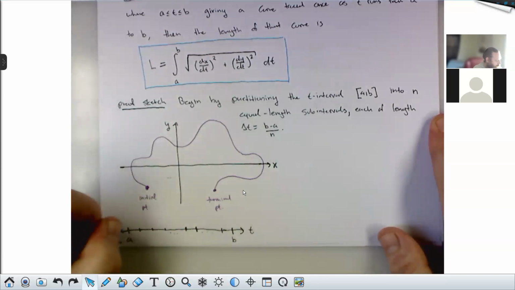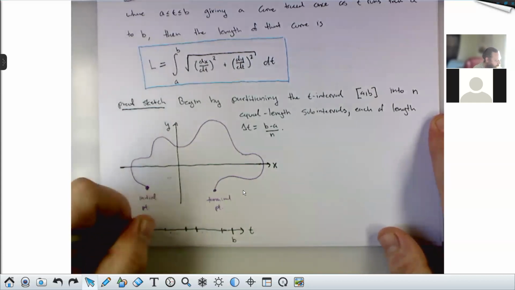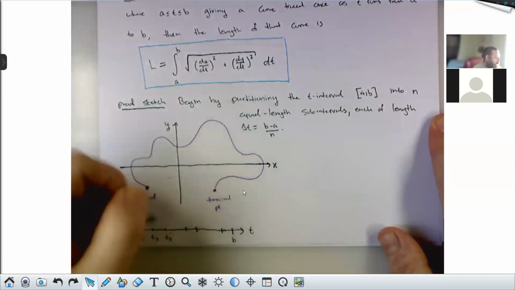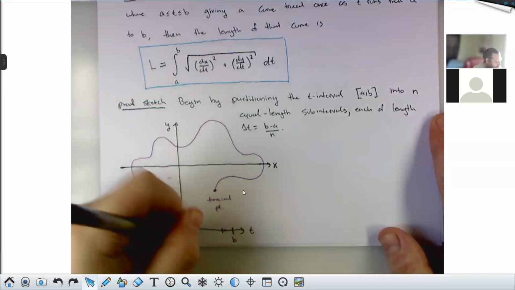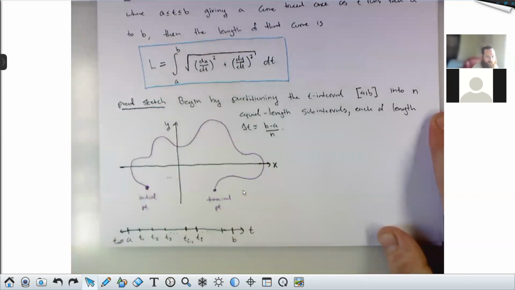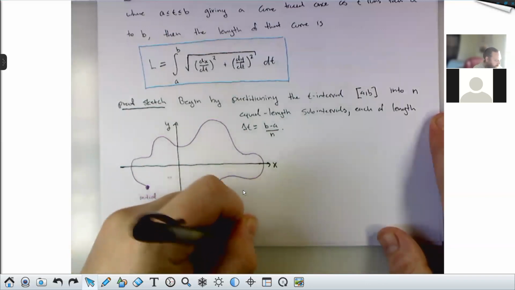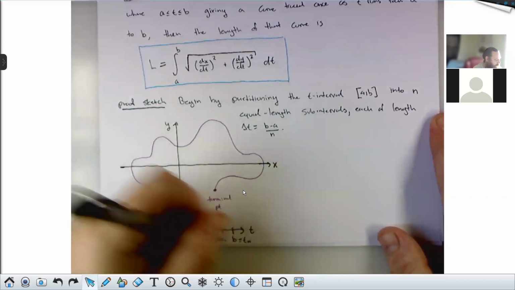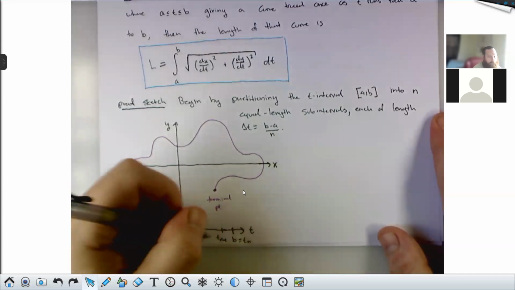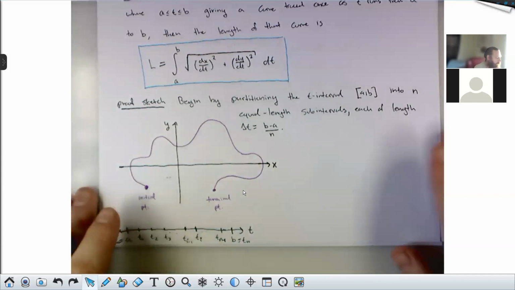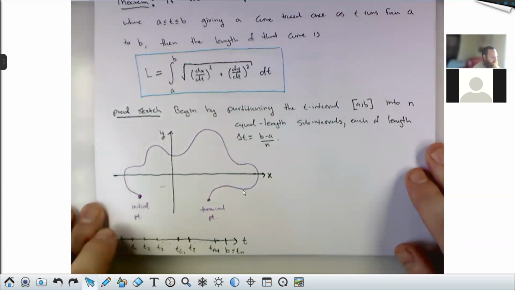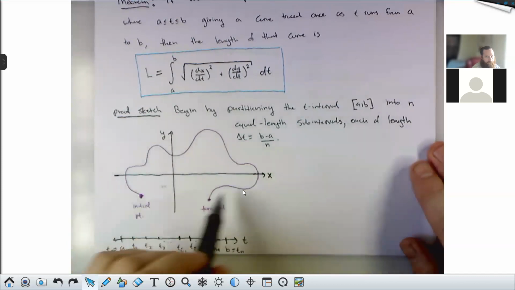So A, I will call T0, and then this would be T1, T2, T3. I'll call this Ti minus 1, and I'll call this Ti, just like generic T values in the middle. B we call Tn, so this guy would be Tn minus 1. And each of those T values corresponds to a point on the curve.